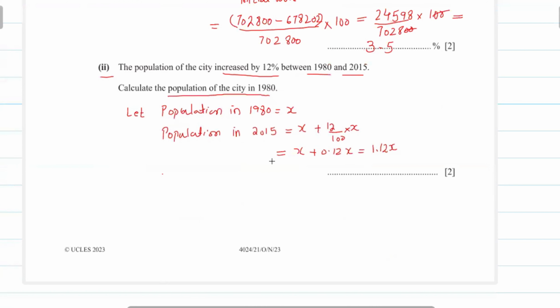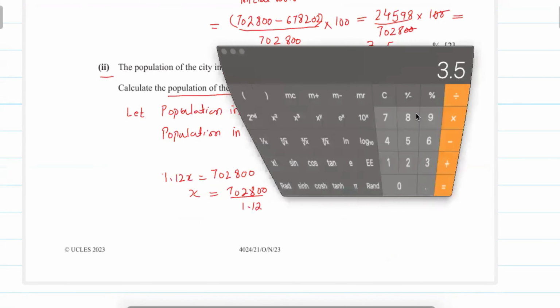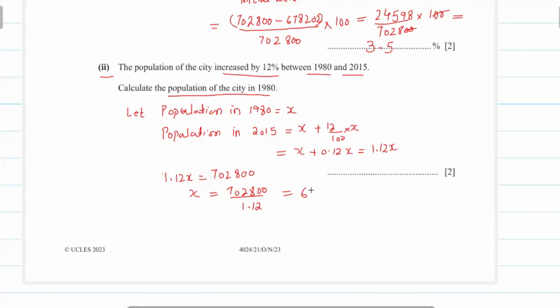And the population in 2015 was 7,02,800. We write here 7,02,800. This will be equal to 1.12x. Therefore, x will be equal to 7,02,800 divided by 1.12. And this value will be equal to 6,27,500. This is the answer.